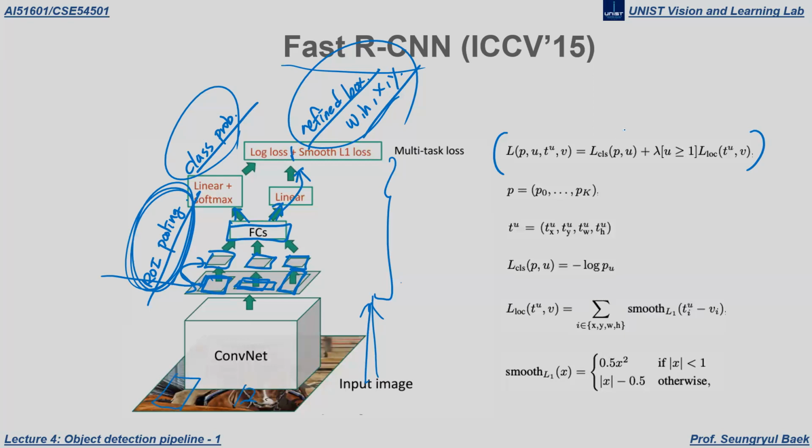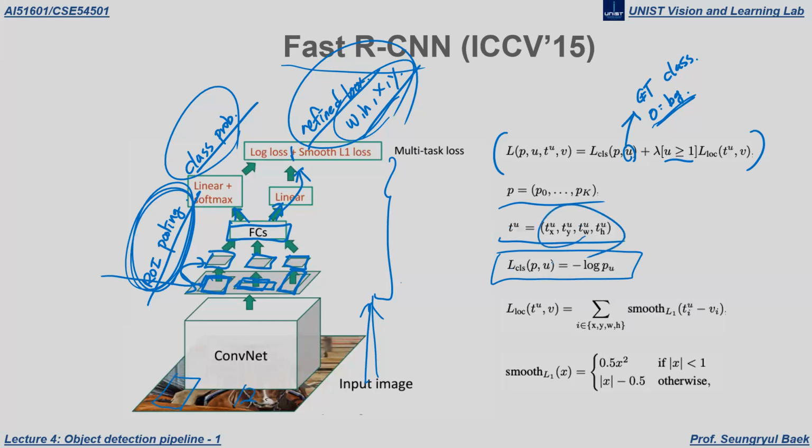Let's say u is the ground truth class, and 0 indicates the background. If u is larger than or equal to 1, that indicates an object class. Background is 0, and when the label is larger than or equal to 1, it indicates an object. This is the predicted probability for the object, and this is the classification loss. And this is the bounding box information estimated from the last output, this t.